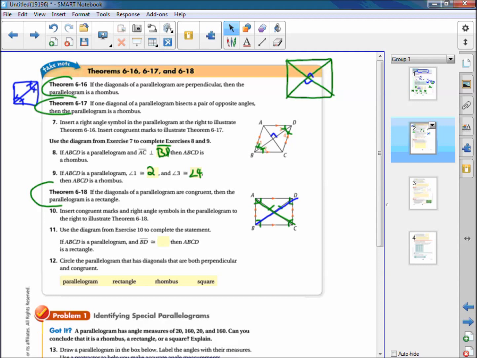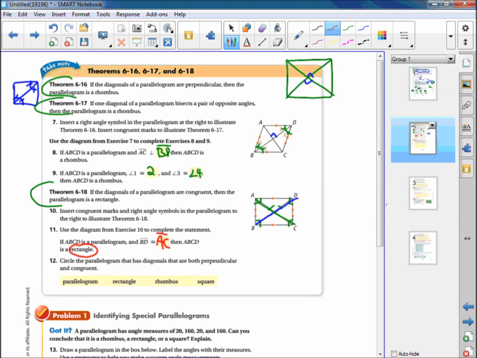Okay? Use a diagram from exercise 10 to complete the statement. If ABCD is a parallelogram and BD is congruent to AC, then ABCD is a triangle. No, not a triangle, a rectangle, sorry. Okay. Circle the parallelogram that has diagonals that are both perpendicular and congruent.